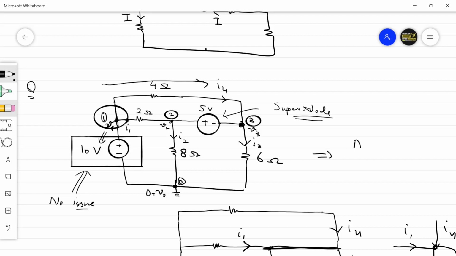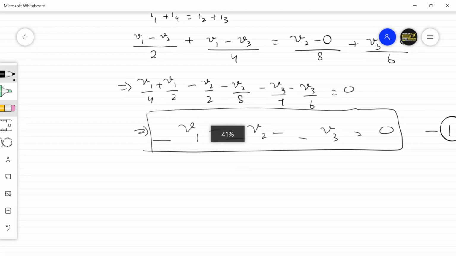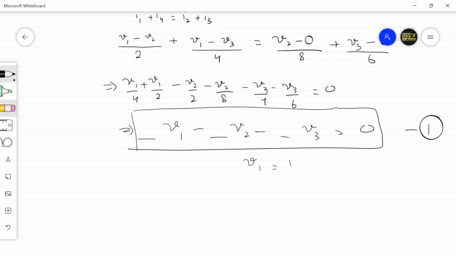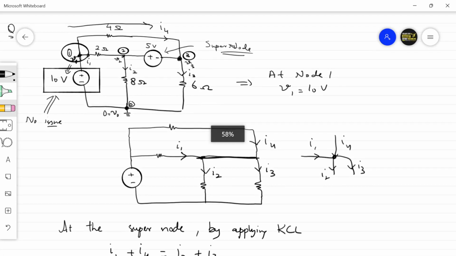So at node 1 you can directly say V1 is directly equal to 10 volts. That's the amount of voltage that you are applying across this node. Because the potential difference between node 1 and node 0 is equal to 10 volts, that simply says V1 is equal to 10 volts. So this is the second equation: V1 is equal to 10 volts. So we have now V1, and we have the value of V2.